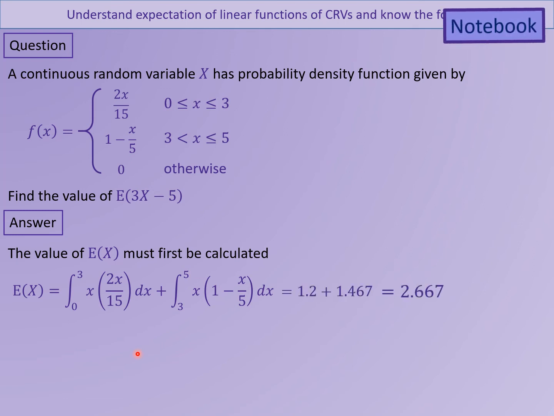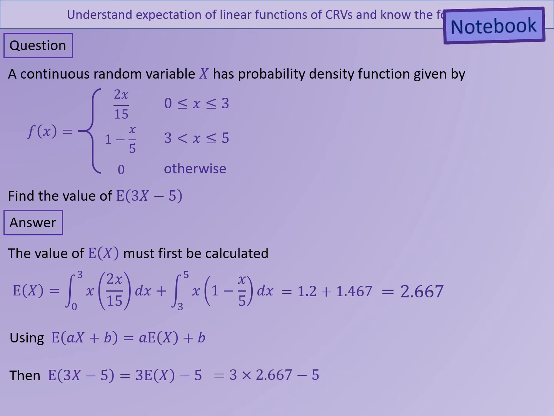This gives us 2.667. We're now going to use the formula that the expected value of ax plus b is just a times the expected value of x plus b. So in this case, we are going to multiply by 3 and subtract 5. The expected value of 3x minus 5 is therefore 3.